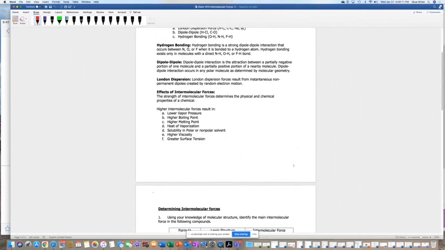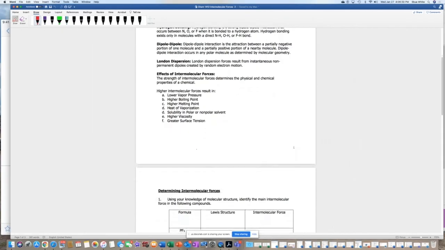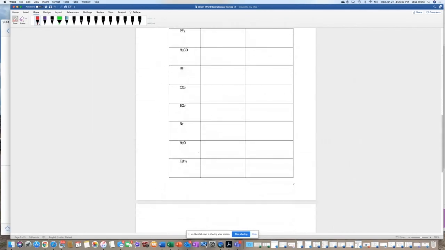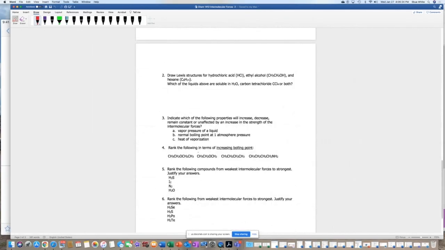Let's see. Oh yeah, so you have a little summary here telling you how the intermolecular forces influence different characteristics, the physical and chemical properties. Mostly physical, but yeah. So these are listed right here. You said number two, was it two and three? Yes, correct. Two and three.